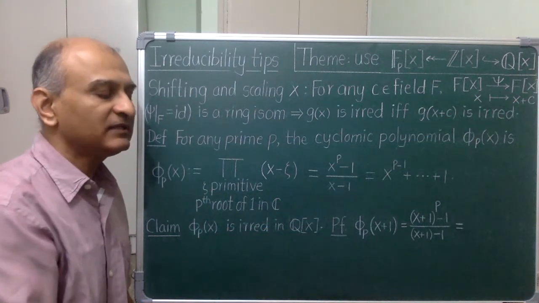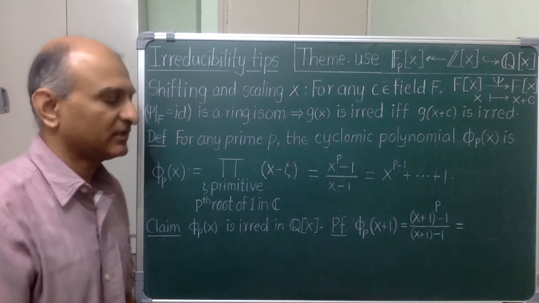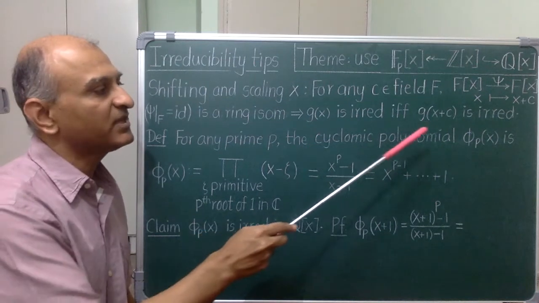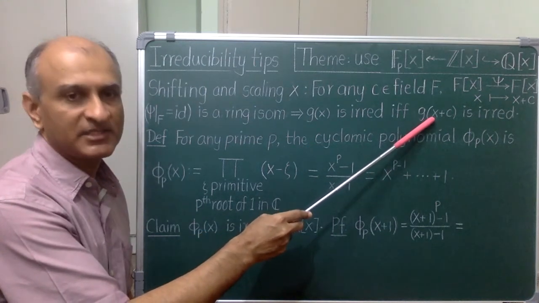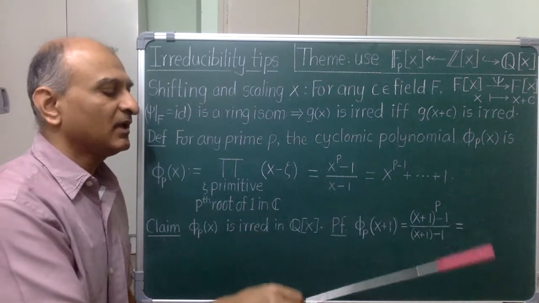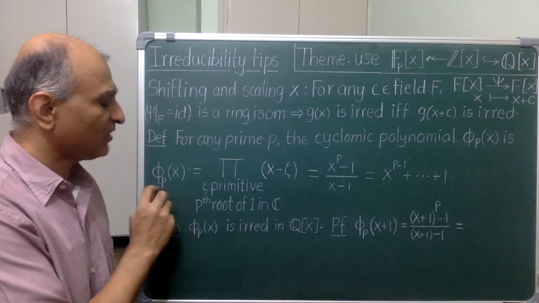Now, any ring theoretic property is preserved under ring isomorphisms. In particular, if g is an irreducible polynomial, then its image under this map, g of x plus c, will also be irreducible and vice versa. I will use this for the cyclotomic polynomial phi sub p of x.